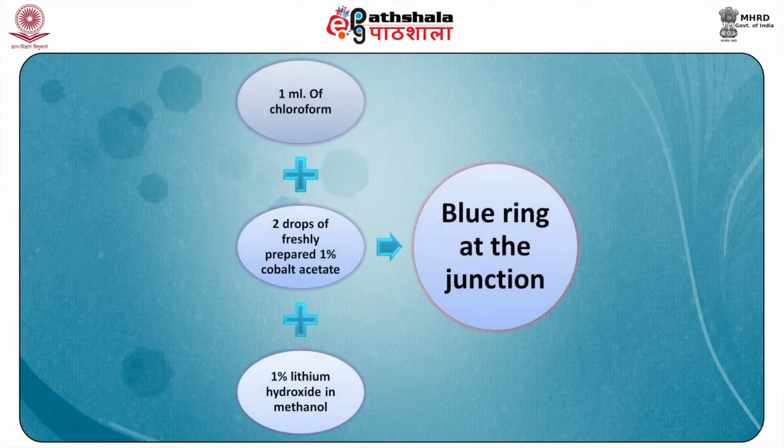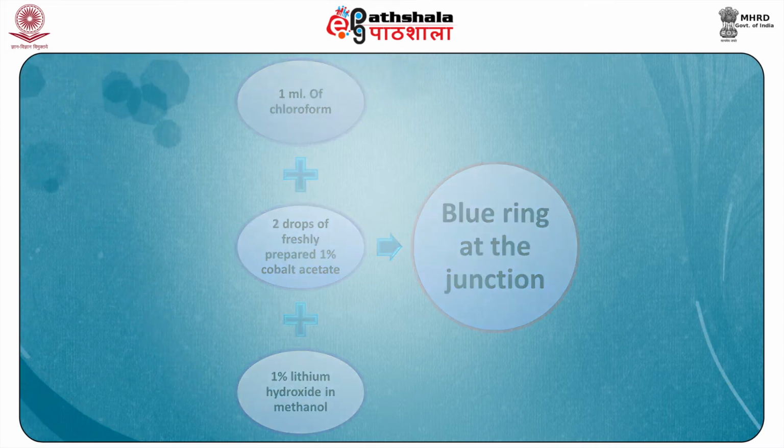There is another procedure for this. The residue of the extract of the sample can be taken in 1 ml of chloroform, and to this portion of chloroform extract of the sample add 2 drops of freshly prepared 1% cobalt acetate in methanol, followed by adding 1% lithium hydroxide in methanol drop by drop. In this case, a blue ring will be there at the juncture of the two liquids, which will indicate the presence of the barbiturates.